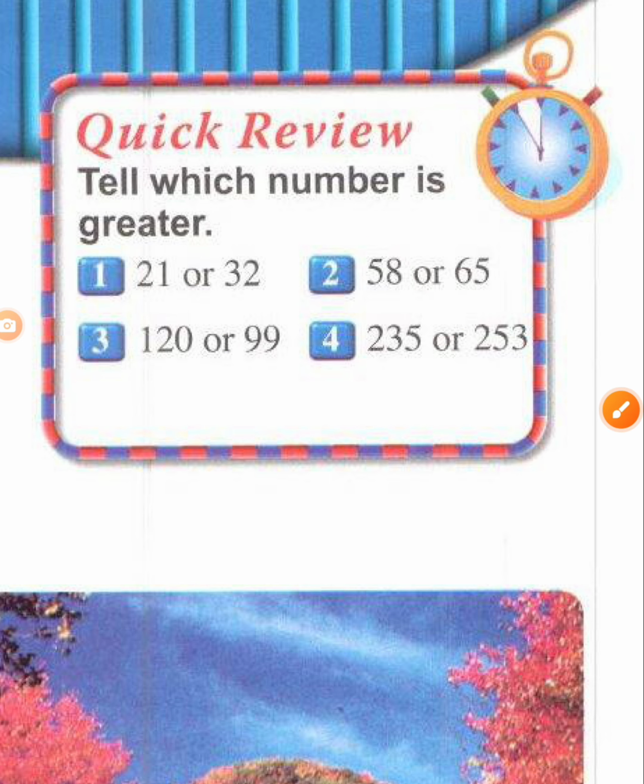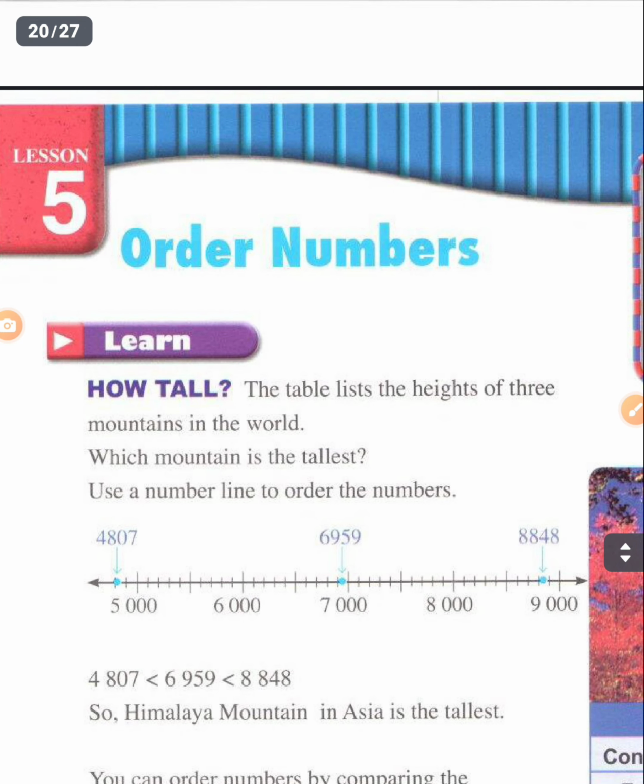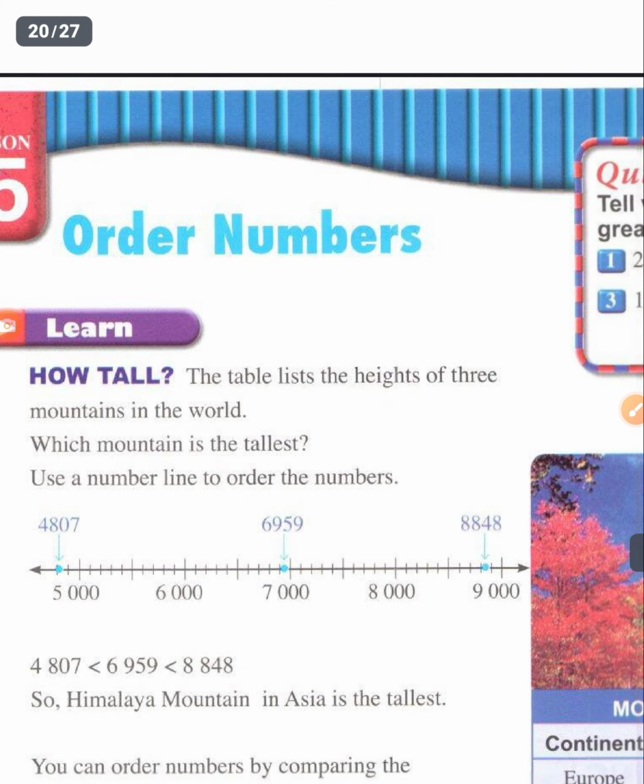We are finished, and we will continue with our new topic. And the new topic is order numbers. How tall? The table lists the heights of 3 mountains in the world. Which mountain is the tallest? Use the number line to order the numbers.